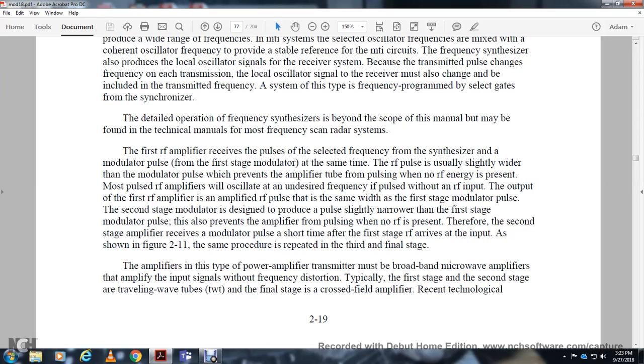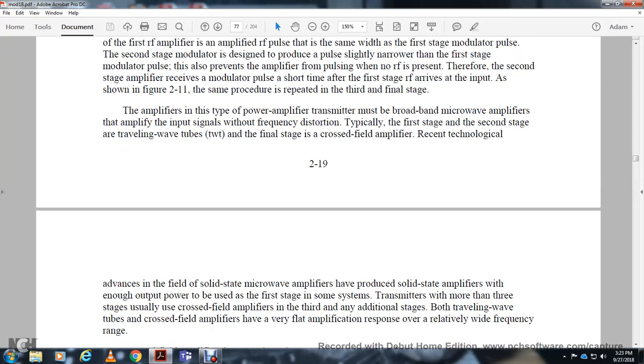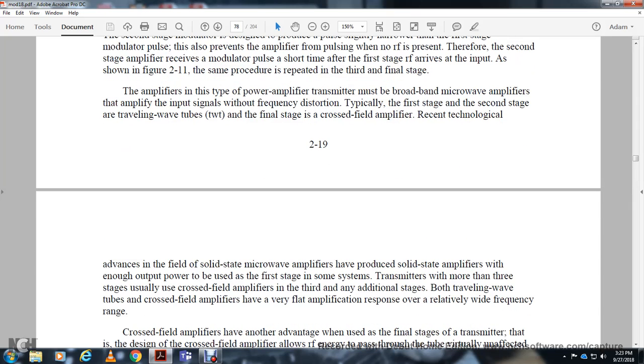As shown in Figure 211, the same procedure is repeated with the third and final stage of the amplifier. This type of power amplifier transmitter must be broadband, amplifying the input signal without frequency distortion. Typically, the first and second stages use a traveling wave tube, and the final stage uses a cross-field amplifier. Recent technology in solid state microwave amplifiers has produced solid state amplifiers, each with enough output to be used.